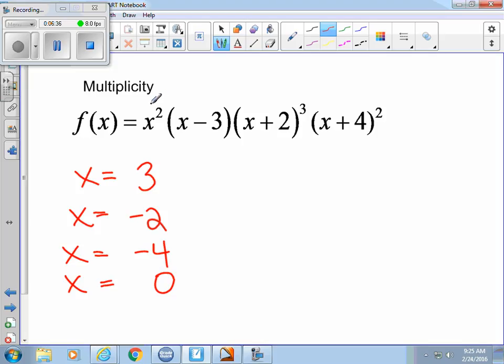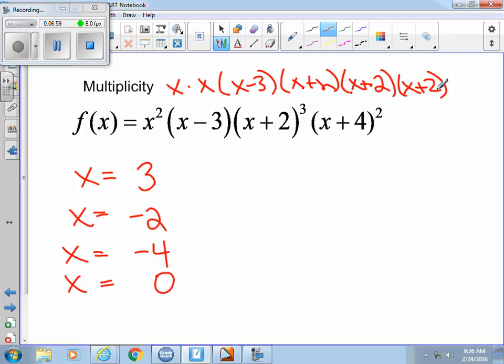However, would you agree you could write this polynomial, no one would ever want to do it, but you could write it as x times x times x minus 3 times x plus 2 times x plus 2 times x plus 2 times x plus 4 times x plus 4. Would you agree that's the same polynomial?